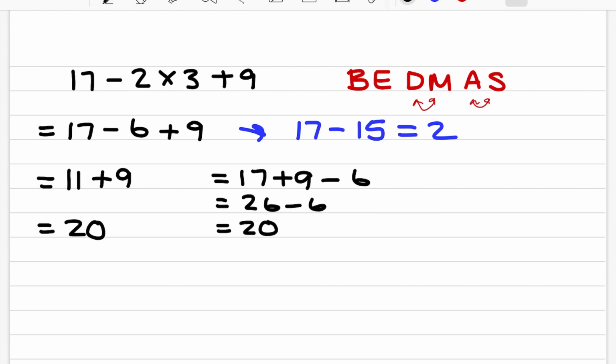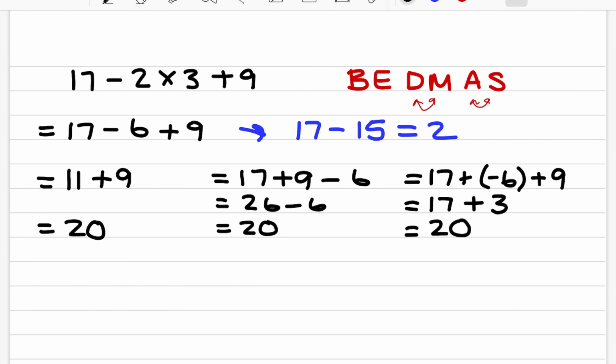A helpful way to think about this negative 6 though is to think about it as 17 plus negative 6 plus 9, right? Subtraction is just adding a negative number. Then you can do these two, 6 and 9, added together first because it's a negative 6. Then you'll have 17 plus 3, right? Because it's negative 6 plus 9. And again, that gives you 20.